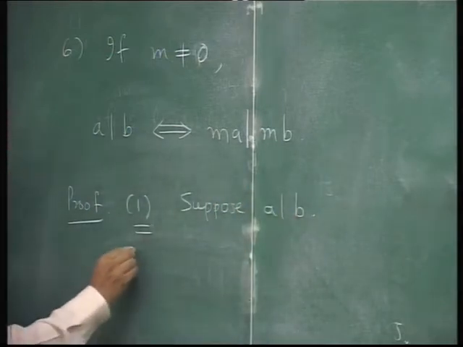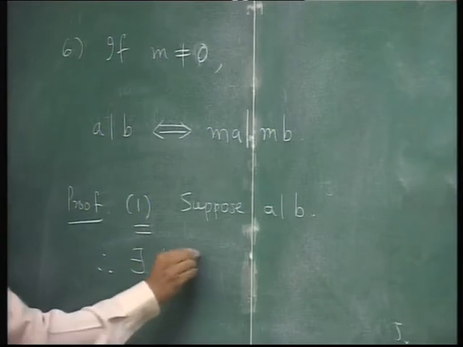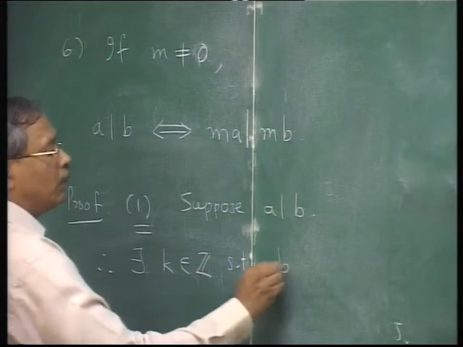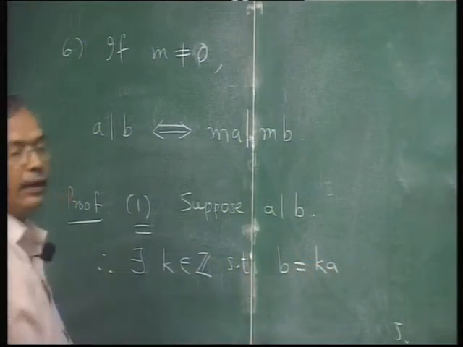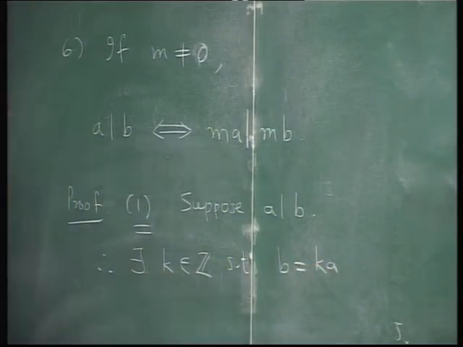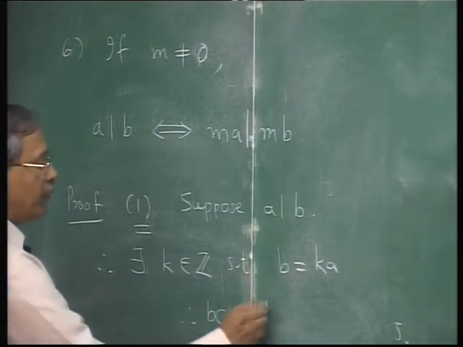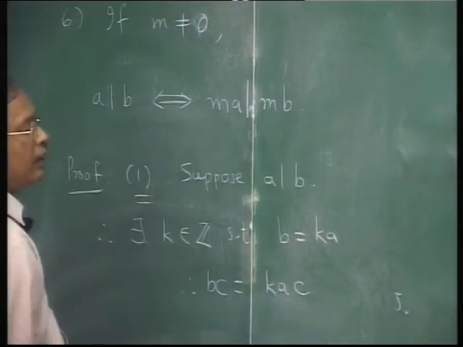Therefore, there exists k in Z such that b is equal to k times a. Now you want to look at b times c. So b times c will be equal to k a times c.